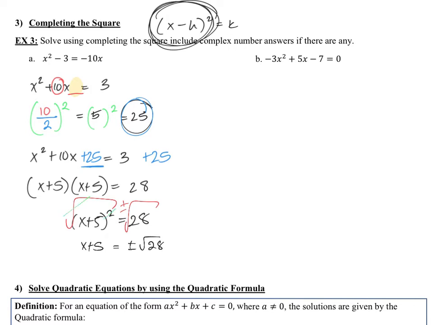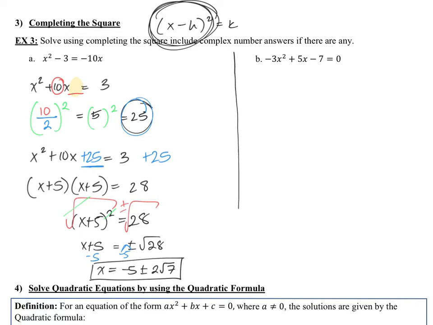Can we simplify root 28? There is a 4 in 28, so we can take that out. And in the same step, I'm going to go ahead and subtract the 5 from both sides. Remember to put it in front of the plus or minus. Then we get x equals negative 5 plus or minus 2 root 7. So I simplified the 28 and moved the 5 over in one step. And there we go. Our answer.